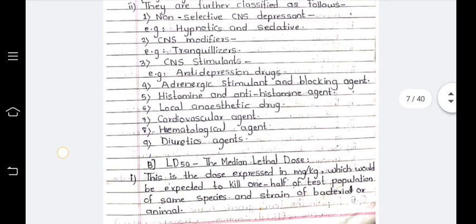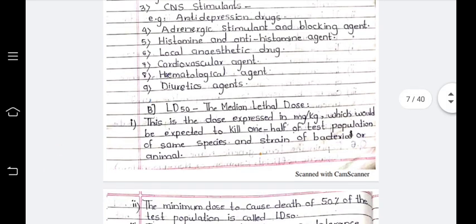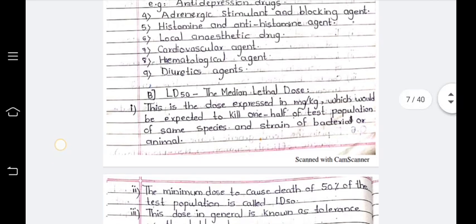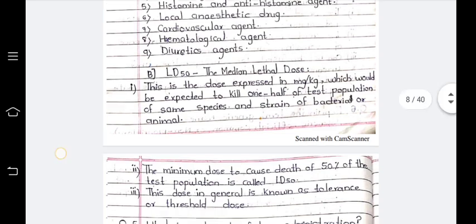Non-selective CNS depressants, example hypnotics and sedatives; CNS modifiers, example tranquilizers; CNS stimulants, example antidepressant drugs; adrenergic stimulants and blocking agents; histamine and antihistaminic agents; local anesthetic drugs; cardiovascular agents; hematological agents; diuretic agents.